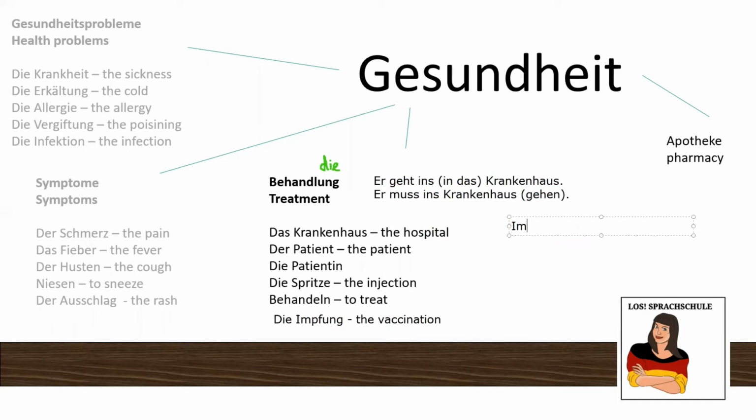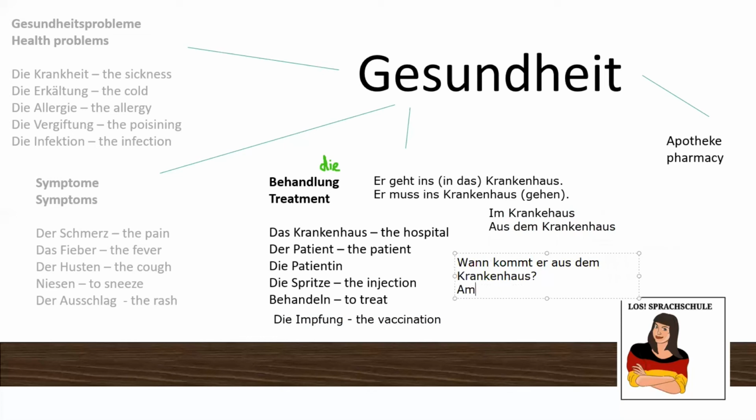At the hospital, im Krankenhaus. He comes out of the hospital, or she, aus dem Krankenhaus. So, for example, when is he leaving the hospital? Wann kommt aus dem Krankenhaus, for example. And then you can say am Montag. War 2 Tage im Krankenhaus. He was 2 days in the hospital. I'm just giving you all this because I want you to see the prepositions that change, but we will talk about stuff like that in my grammar sections also.